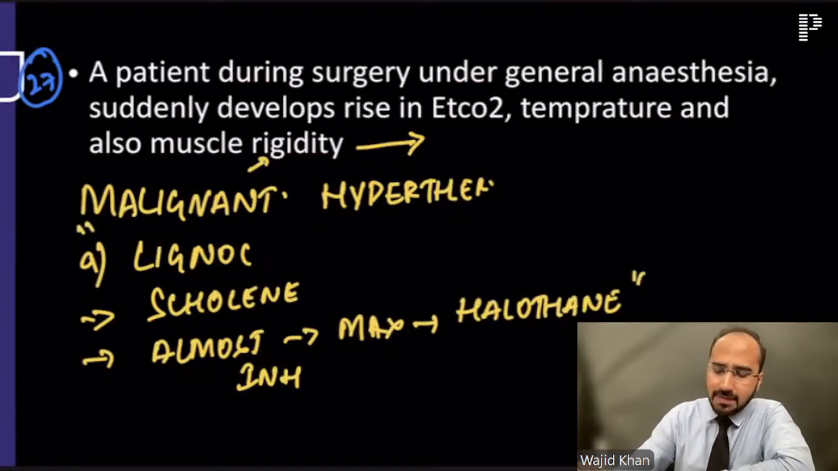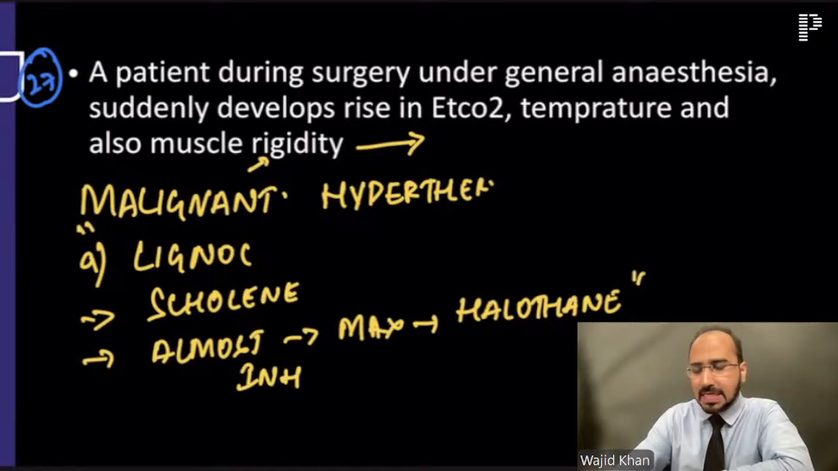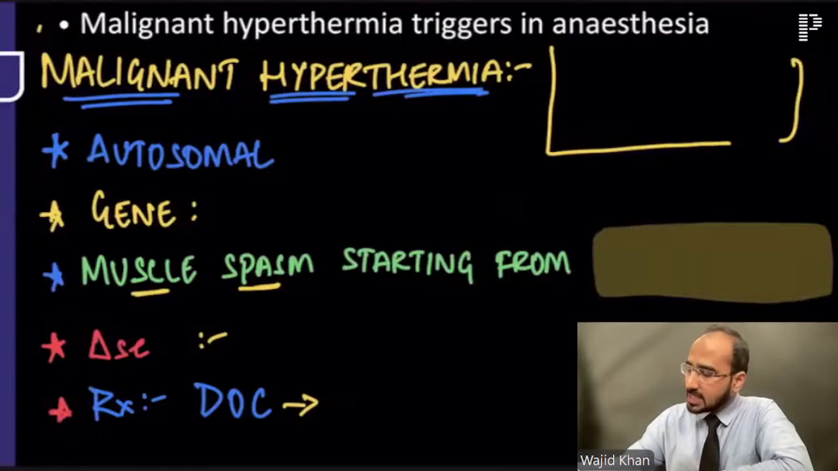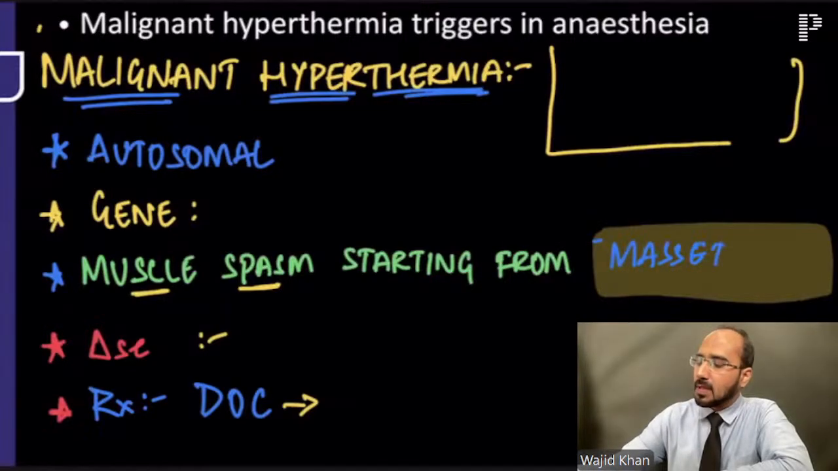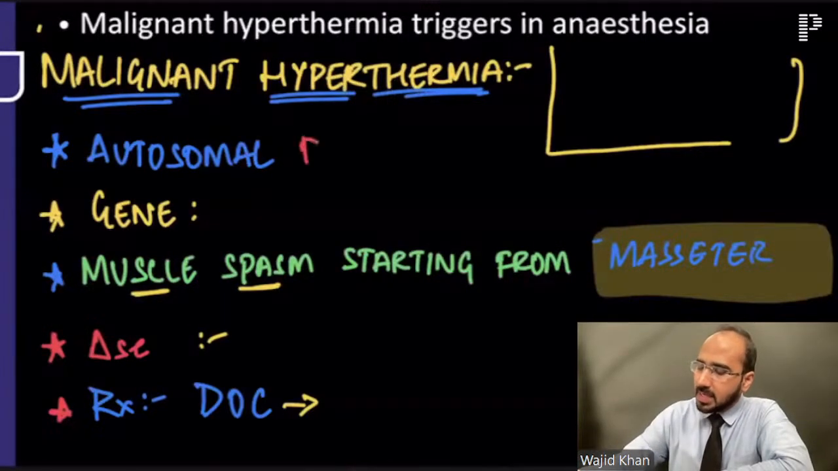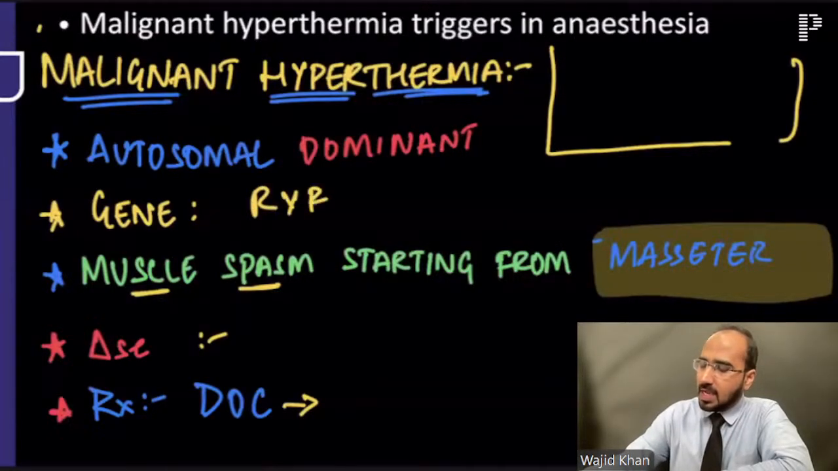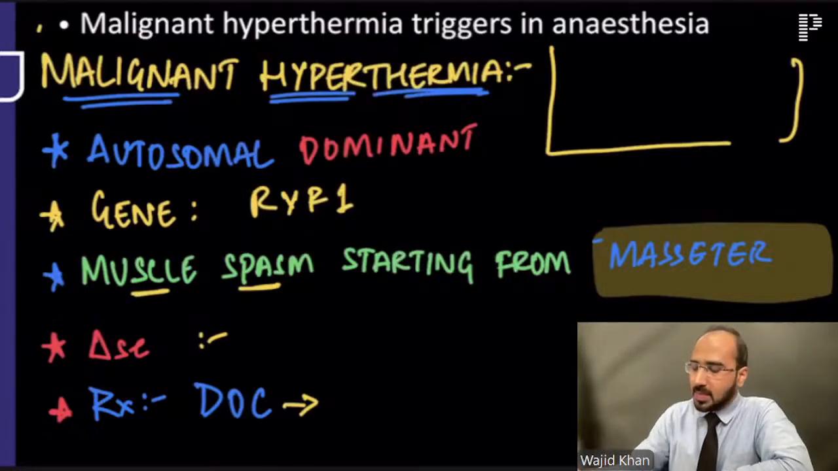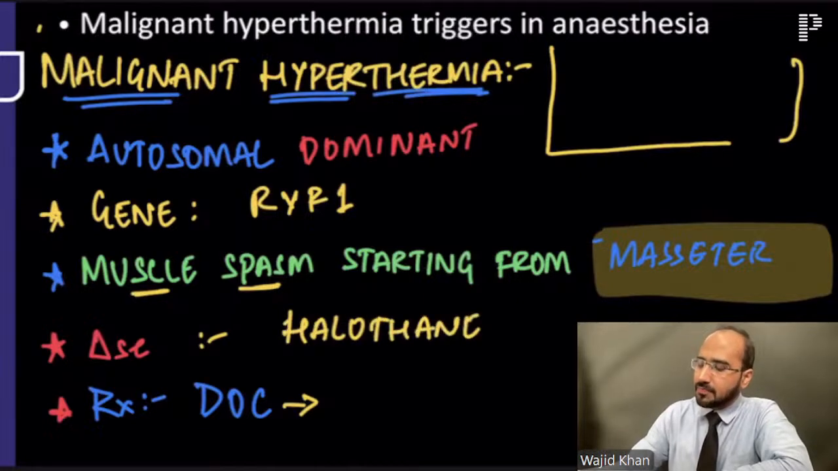If at all the patient develops malignant hyperthermia, he will have muscle rigidity. Usually this muscle rigidity starts from what muscle? It starts from the masseter muscle. And remember, malignant hyperthermia is an autosomal dominant condition. And what is the gene responsible for it? RYR1 gene. How would you diagnose this malignant hyperthermia? You will diagnose it by the halothane caffeine test.